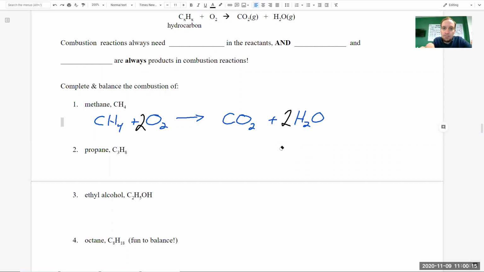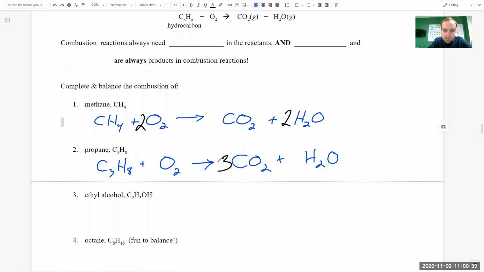So let's try another one. So here we're going to have propane, C3H8. If it's combustion, I'm going to have to react it with oxygen. Then it's going to burn to give me carbon dioxide and water, or of course, water and carbon dioxide. All right, to balance this thing, I'm going to do my carbons first. So here I have 3 carbons.